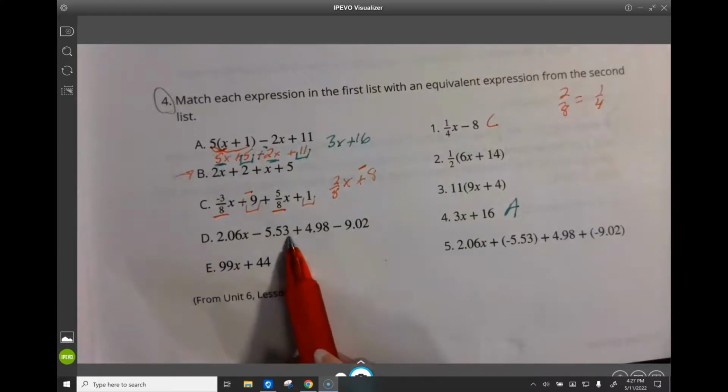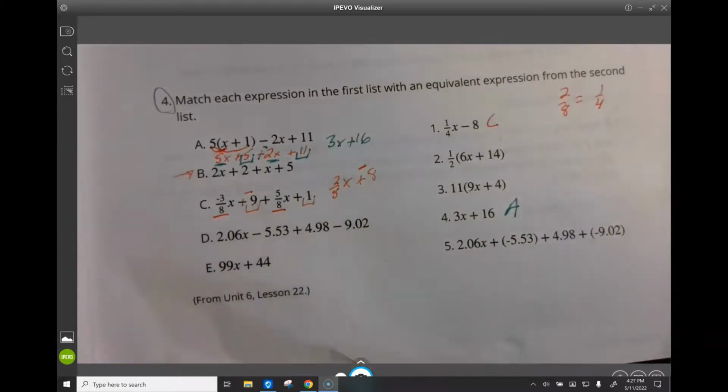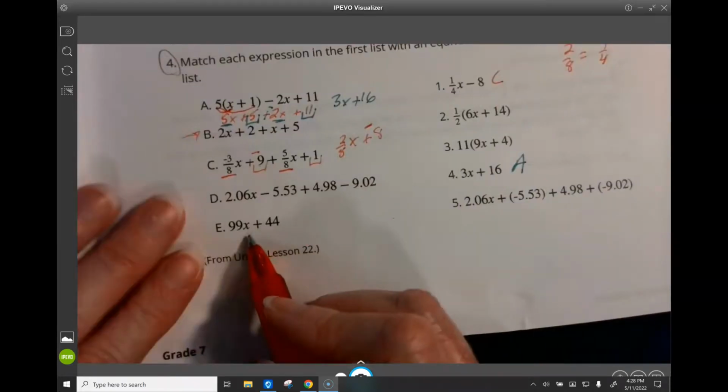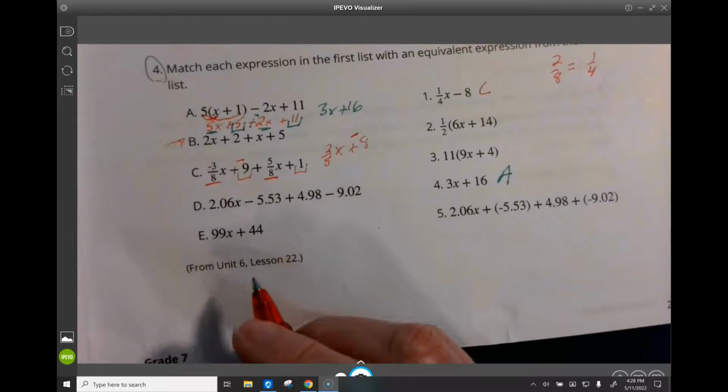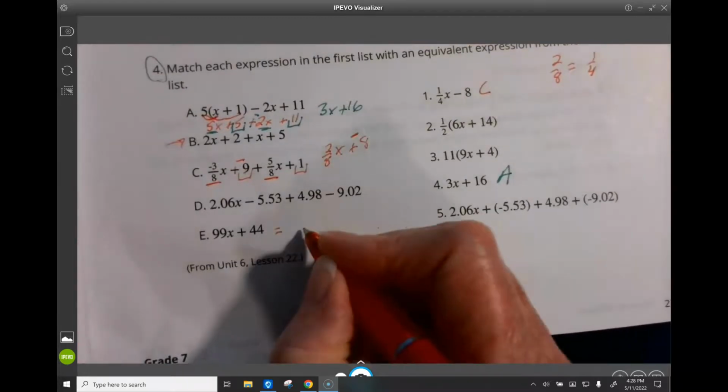Now here, use a calculator for these, okay? And then this one, they want you to factor. Look at this, 99x plus 44. What can these both be divided by? They can both be divided by an 11.